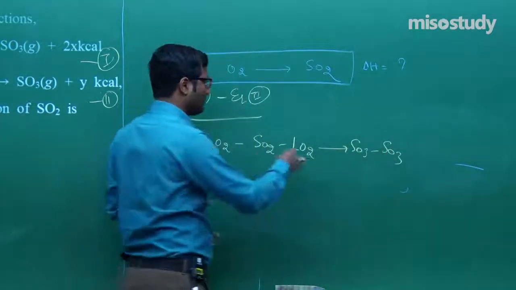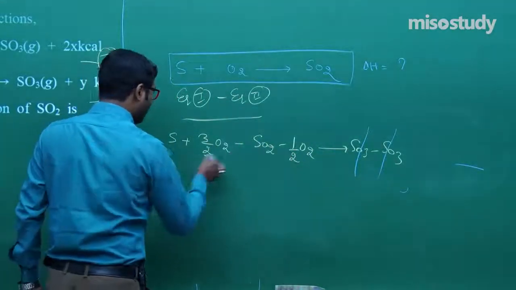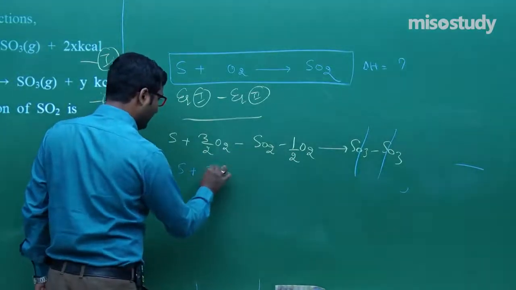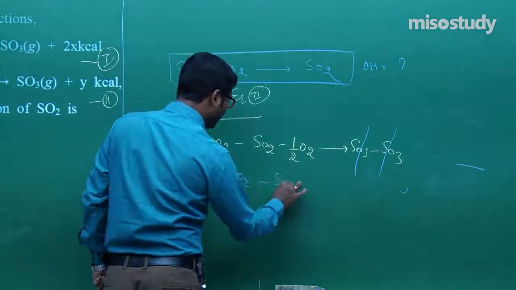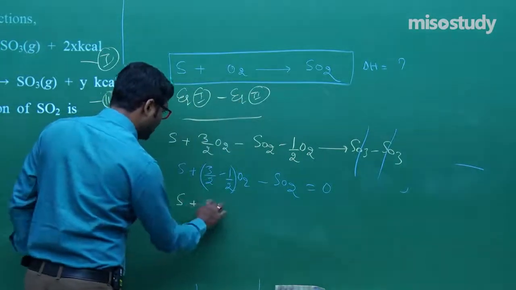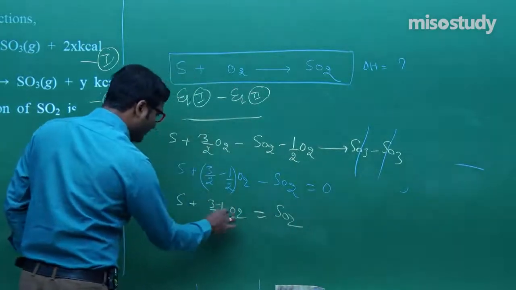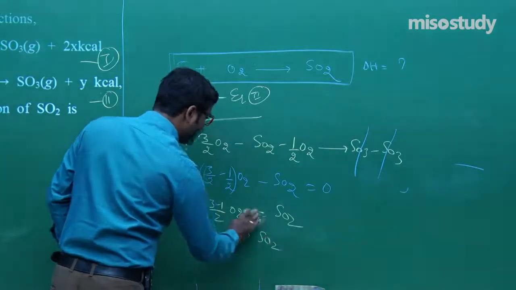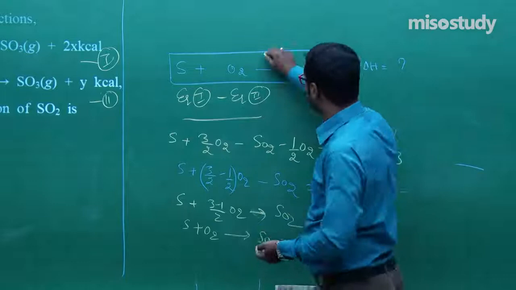Clear to you? Now this will cancel, LHS will add to each other and RHS will cancel. Now 3 by 2 minus 1 by 2 O2 and minus SO2 is equal to 0. Now S plus 3 minus 1 by 2 O2 is equal to SO2, and 2 by 2 is equal to 1, so S plus O2 is equal to SO2. This is the expression here. Look, now we have reached the final goal: S plus O2 is equal to SO2.